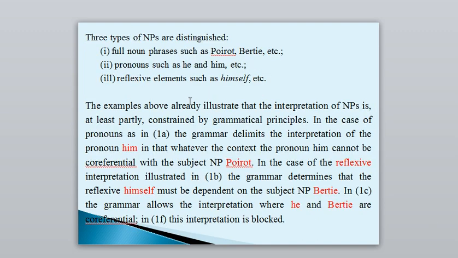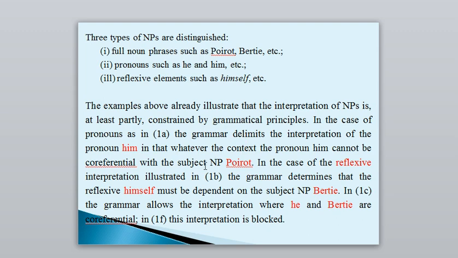So in these examples, as I told you, there are three types of NPs. The first one, full noun phrases, for example Poirot, Bertie, and so on. The second one, pronouns such as he or him. And the third one, reflexive elements, for example himself. So you see three types of NPs in these sentences. The examples above already illustrated that the interpretation of NPs is at least partly constrained by grammatical principles.